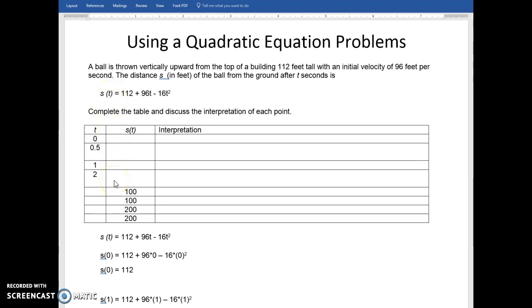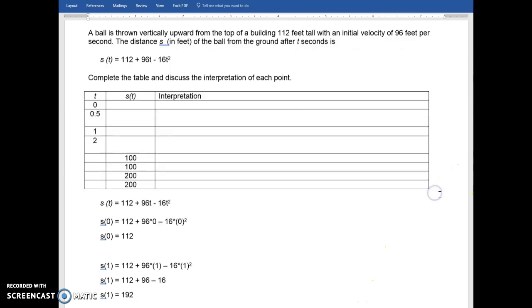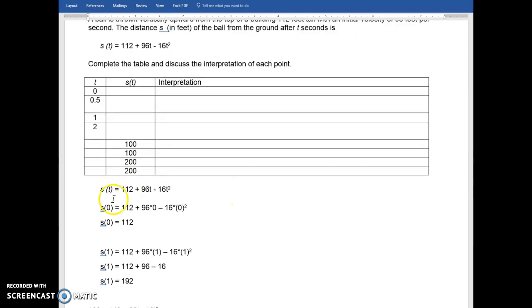So I've done a couple of them here. Let me scroll this down just a little bit. I've done the lines here for 0 and 1. Essentially, in order to calculate s of t, we're going to substitute 0 for t in this equation, and then just crunch the numbers and find out what the value of the function is, or essentially what the height of the ball is at some given time t.